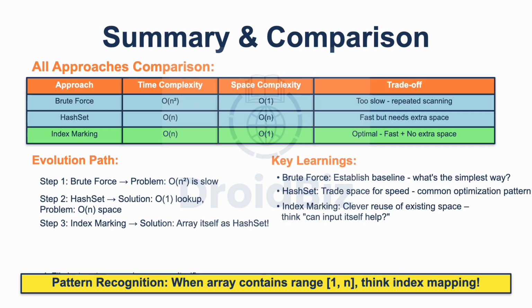Let's summarize everything with a comparison of all 3 approaches. Here's the comparison table. Brute force has big O of n squared time and big O of 1 space. The trade-off is that it's too slow due to repeated scanning. Hashset has big O of n time and big O of n space. It's fast but needs extra space. Index marking has big O of n time and big O of 1 space. This is optimal because it's fast and uses no extra space.